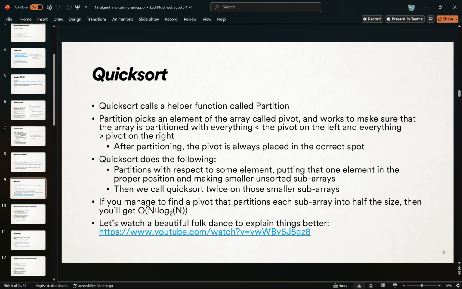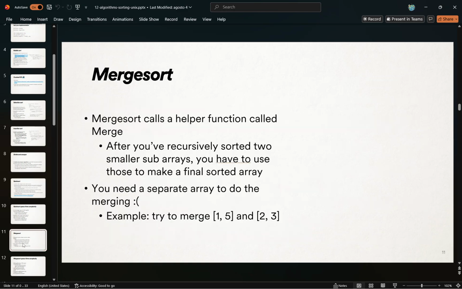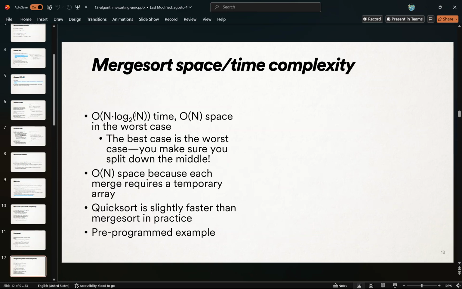On average, quicksort is n log n. Merge sort, in the worst case, is always n log n, but for that guarantee, it traded some space for time.